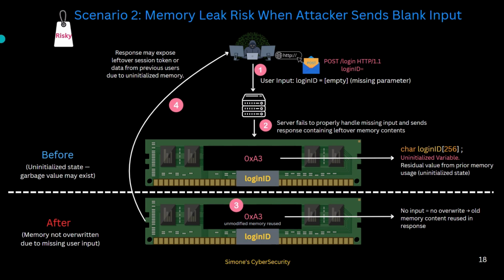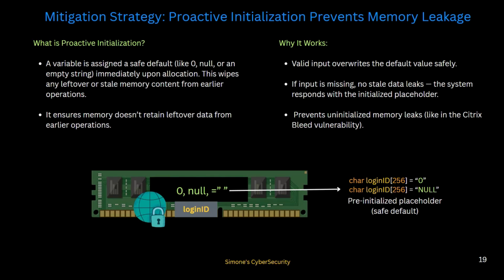So that's all on this slide. In the next slide, we will talk about the mitigation for this and how it can help in these scenarios. Now that we have seen how missing input can lead to memory leakage, let's talk about how we can mitigate this risk. The answer is pretty simple: proactive initialization, but it's super effective.